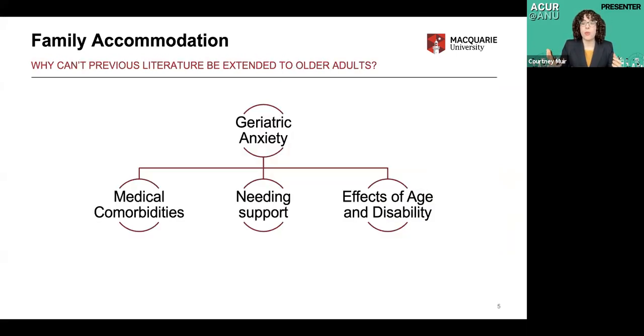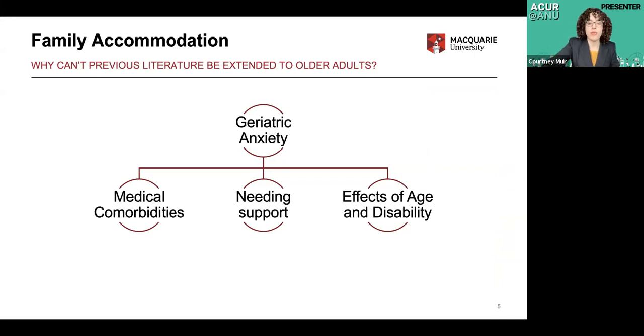So now we think, why can't we use all this research from younger populations and apply it to older generations? Well, there are a few things. First, geriatric anxiety has a high comorbidity with many medical conditions. Second, a lot of older people need physical support or carers. Third, we do not know the effects of age and disability on family accommodation. So you can see there are differences between younger and older populations, and we're not really sure how family accommodation will transfer.